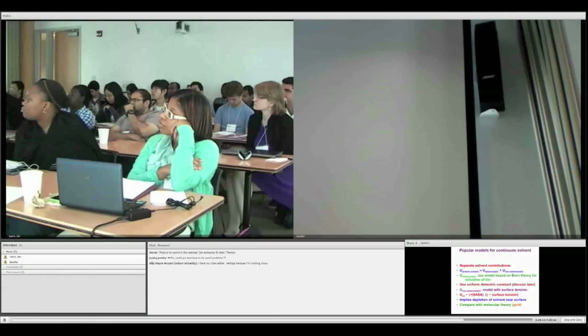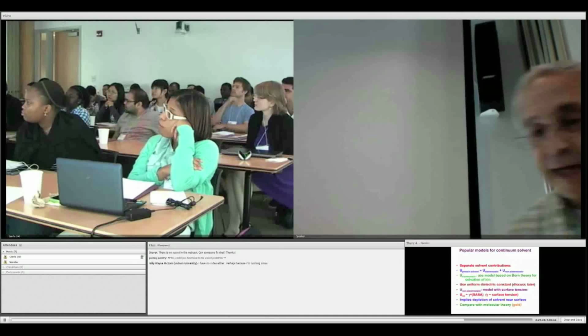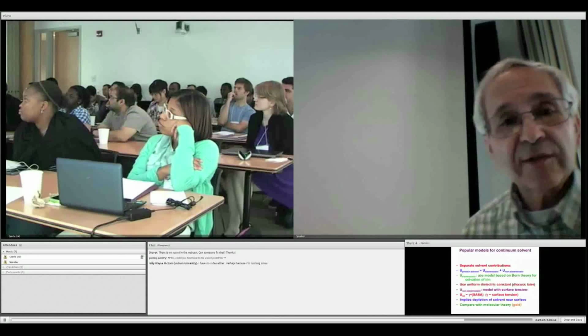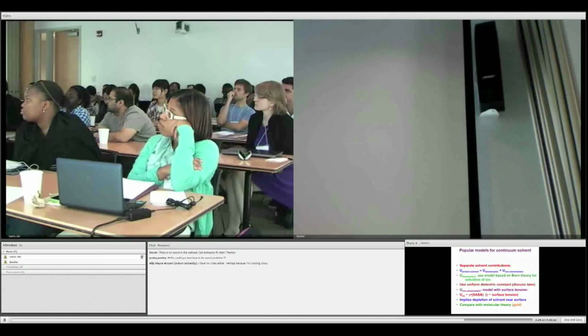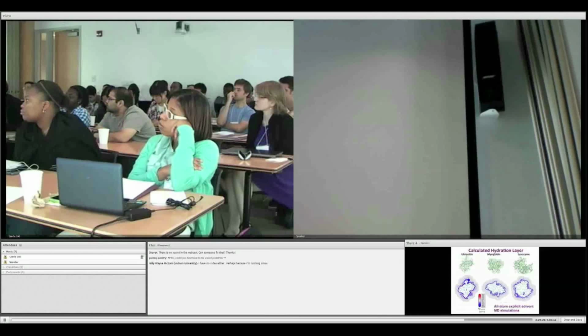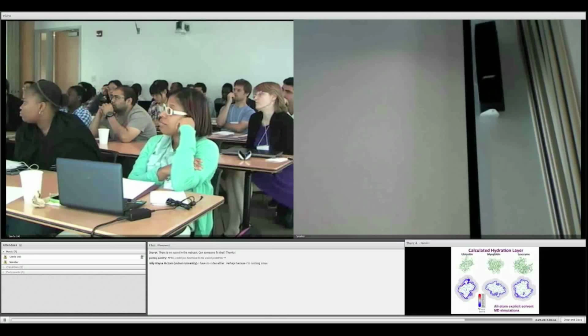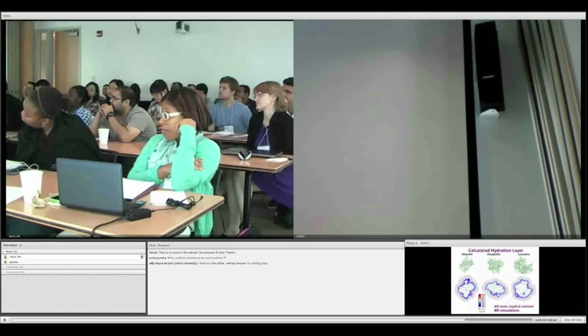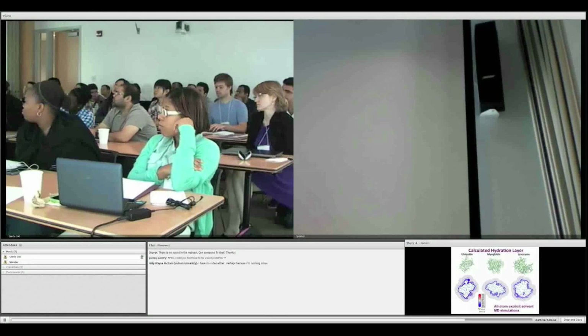The popular models have an SA in them, usually describing the non-electrostatic model with a simple surface tension, saying you have a repulsive interaction between the surface of the protein, for instance, and the solvent. So the non-electrostatic model is a surface tension times an accessible surface area. This would imply the depletion of solvent near the surface.